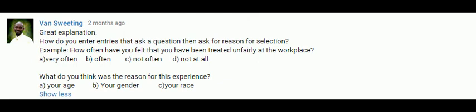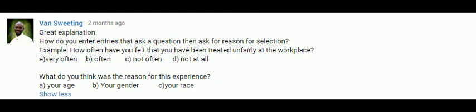Today's question comes from Van Sweeting, who'd like to know, how do you enter entries that ask a question then ask a reason for that selection? For example, how often have you felt you have been treated unfairly at the work practice, and then there's a Likert scale, followed by, what do you think was the reason for this experience? So there are two questions there, and they're related.